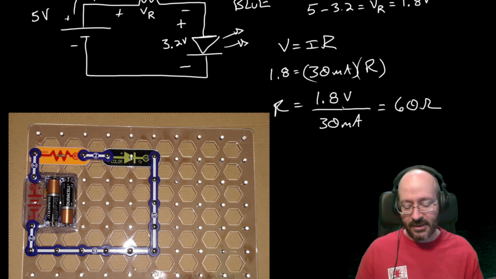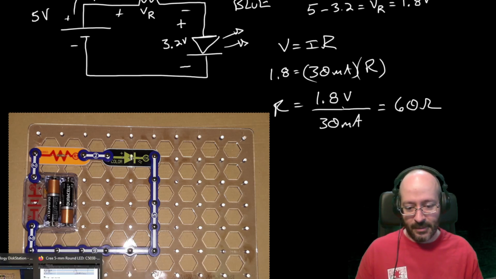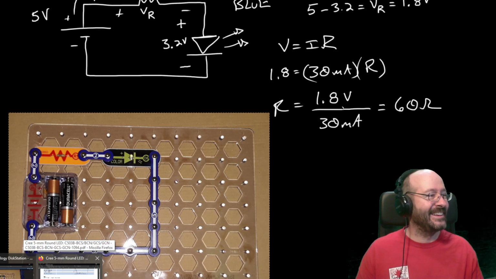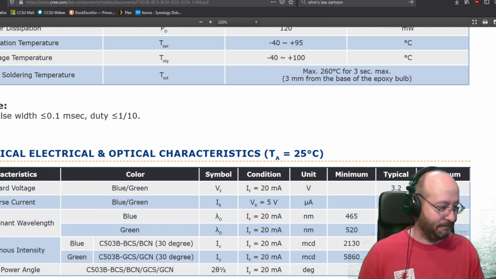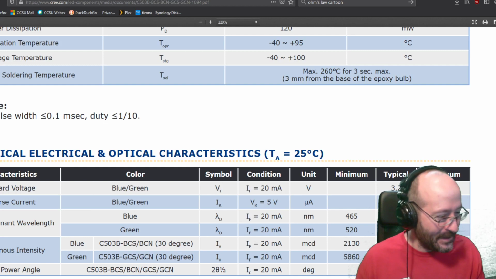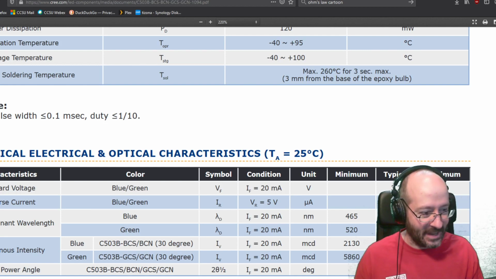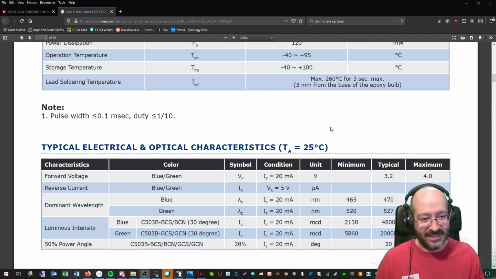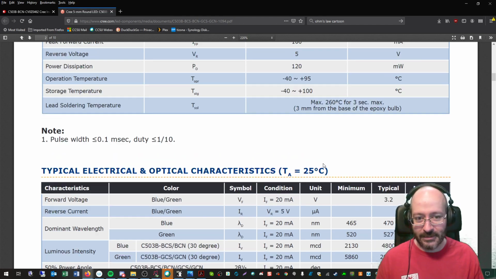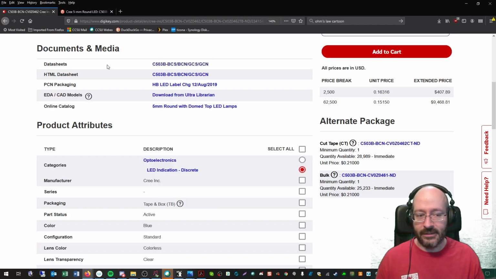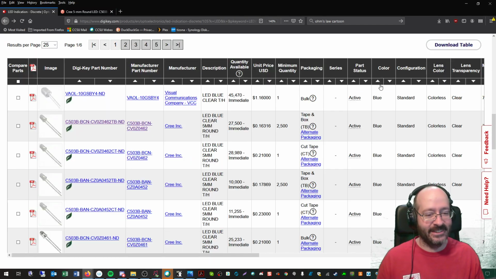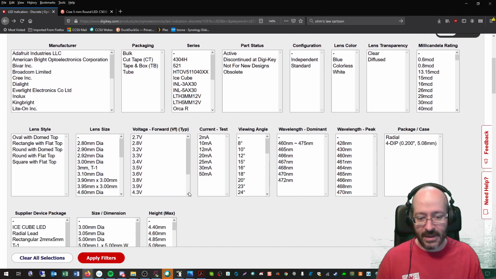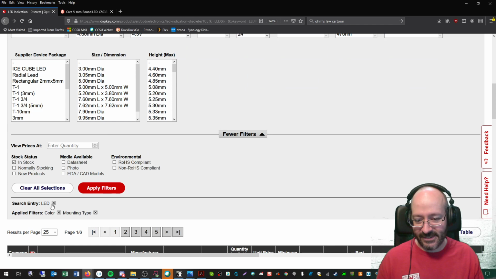Which kind of drove me crazy, because then I couldn't do basic calculations around it. So while you're getting that stuff, let's take a look at why it drove me crazy. Here's our blue LED, right? And the typical value was 3.2 volts. What did Casper want? He wanted red. Okay, so if we come back here and we look at a red LED.